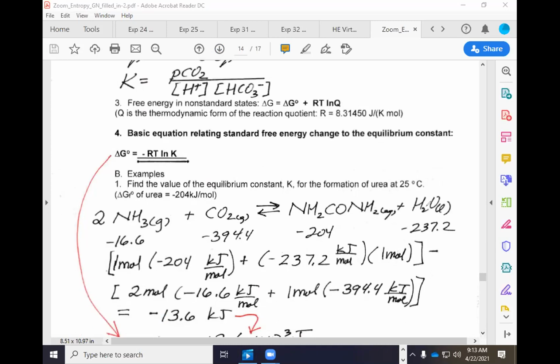And then we're doing the products minus reactants. So here's your products minus, and then here's your reactants. And we have to use our stoichiometry. And then here's the free energy that we get. So I'll give you some time to copy this down.